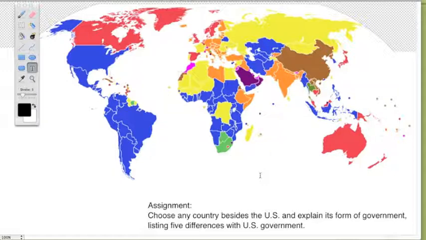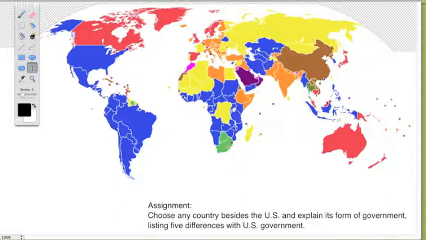Now, take a look at this map from Wikipedia. Each color represents a different form of government. Is there anything that surprises you about the different colors here? Take a look at us. The United States is in this blue, and so is most of Latin America, a lot of Africa, and countries in Central Asia, even including Iran and Afghanistan.